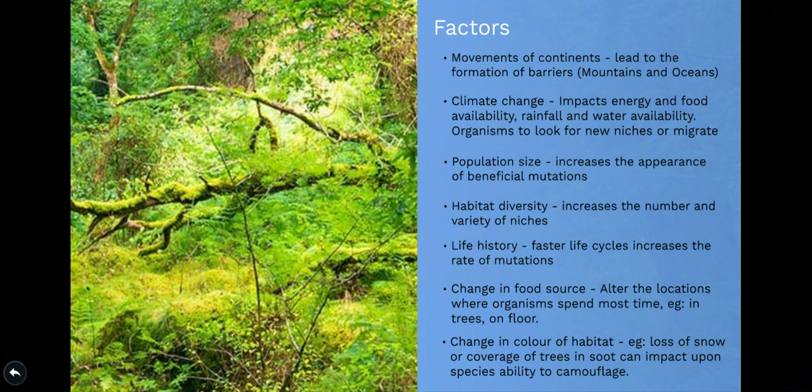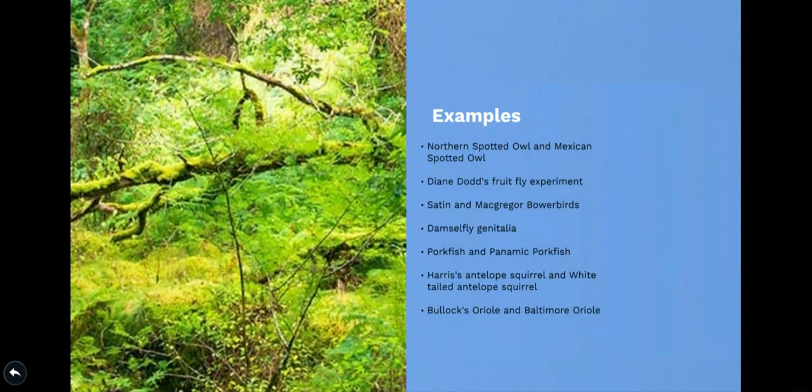Change in food source is important. That's where we talked about the idea of birds perhaps feeding at the top or the bottom of a forest, and therefore spending more time in those areas and therefore not coming into contact with other individuals. And the changing colour of habitat, there are some really fine examples of where habitat changes in terms of its colour, and this can cause the loss of maybe snow or maybe the coloration change of trees. And it puts different pressures on species in terms of their ability to camouflage and to hide from prey or to hide from predators, etc. And this in turn puts more pressure on groups, and it can cause changes in the population.